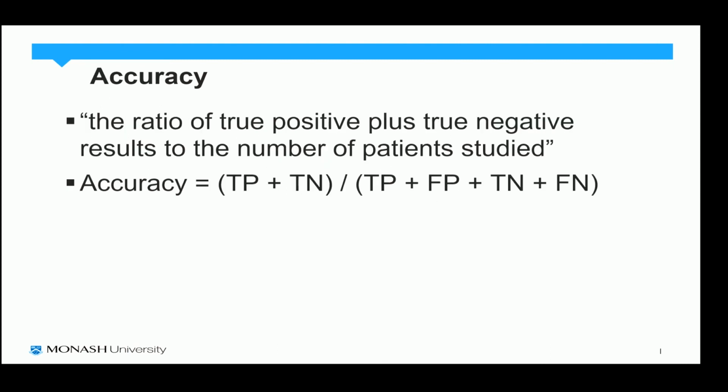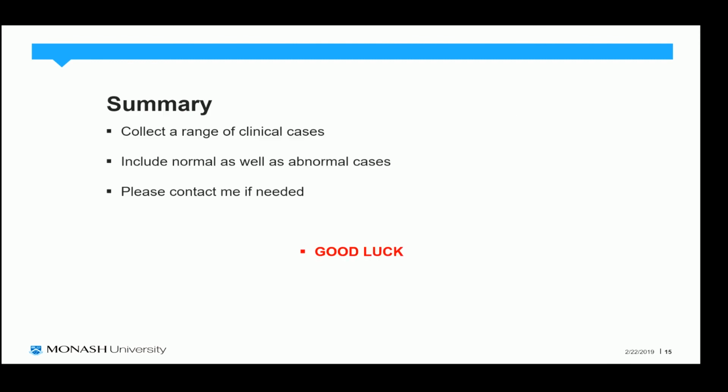The accuracy is the ratio of the true positive plus the true negative results to the number of patients studied, and that is the formula you need to use to calculate the accuracy rate.